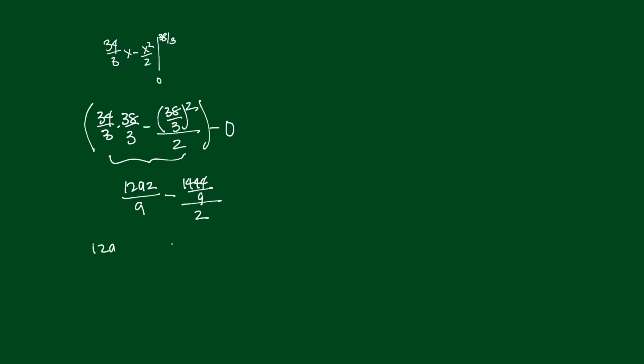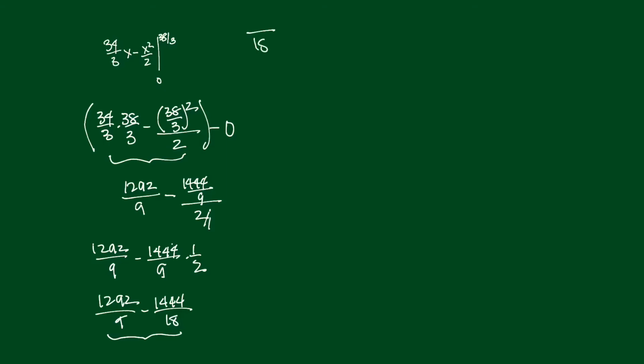Let's be sure we got it here. 1292 over 9 minus 144 over 9 all over 2, right? Now this is really 2 over 1, so we're going to get 1 over 2, so it's going to be 1292 over 9 minus 144 over 18. I'm going to write both of these as one fraction with a common denominator, which I think is 18. This is 9, so I can go from 9 to 18 if I multiply by 2, so I need to double that top, which is going to give me 2584.